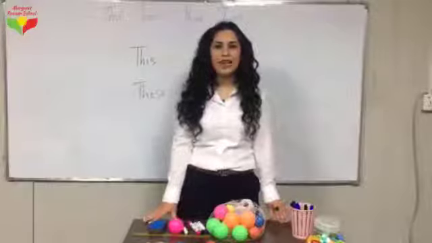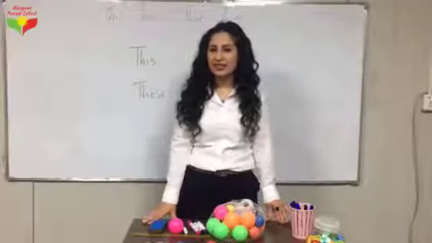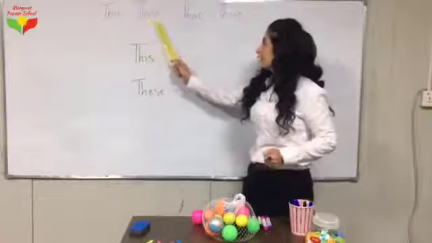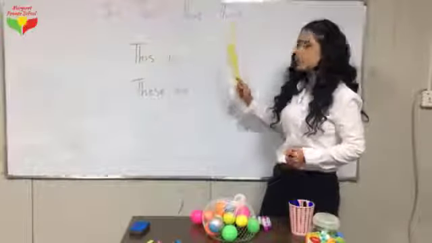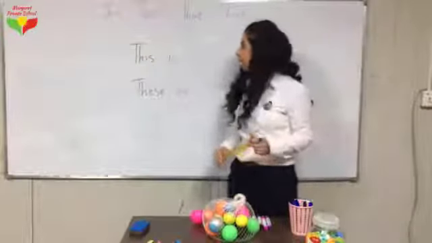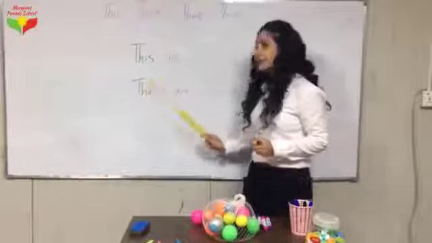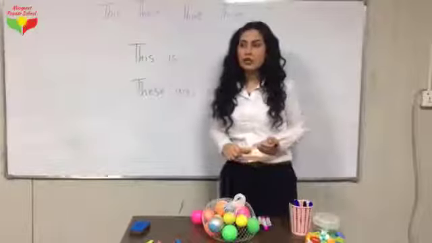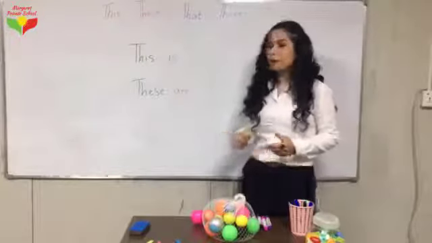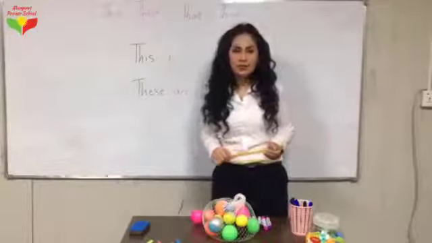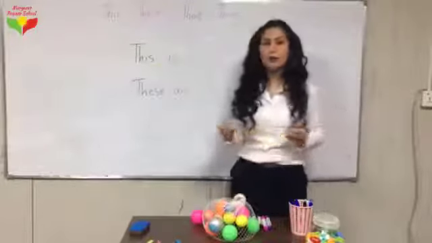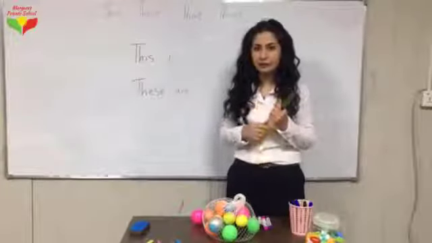Okay, for today we have a new topic. Are you ready? Okay, let's get started. Our topic today is this, these, that, and those. First of all, I want to talk about this is and these are. This and these are demonstrative. We use this and these to talk about people and things that are near us.